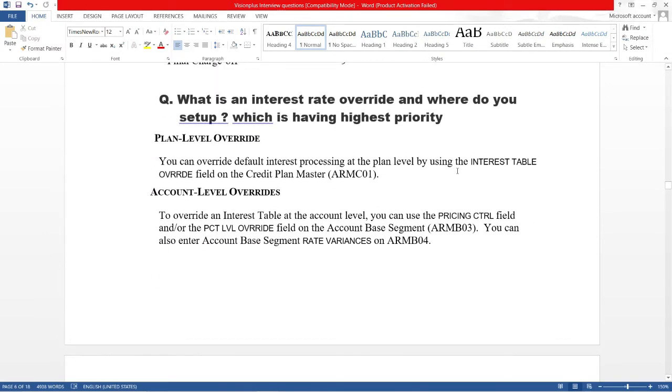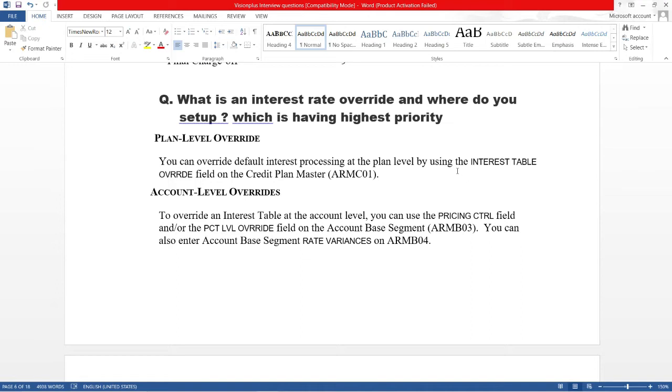Now, what is the interest rate override and where do you set it up? And which is the highest priority here? So we can say plan level override. You can override default interest processing at the plan level by using the interest table override field on the credit plan master record. Now account level override.